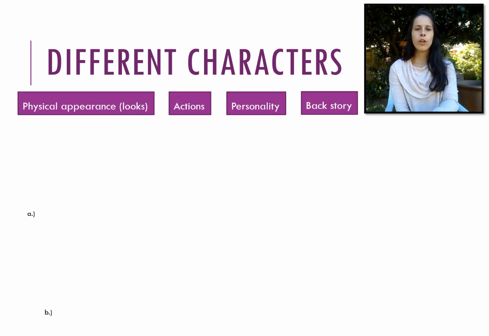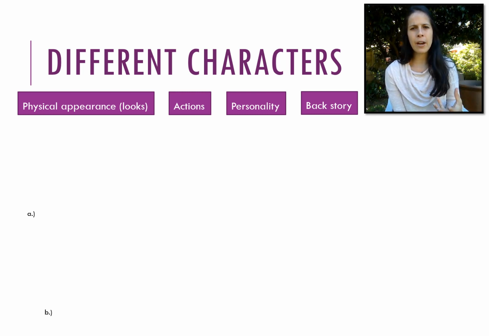Okay, here they are. First, we've got physical appearance, which is their looks. What can I see on the outside? Then we've got actions. What do they do in the story? We've got personality. How are they on the inside? Are they kind or honest or hurtful or mean? Then backstory. What happens to them in the story that is relevant or necessary for us to know?